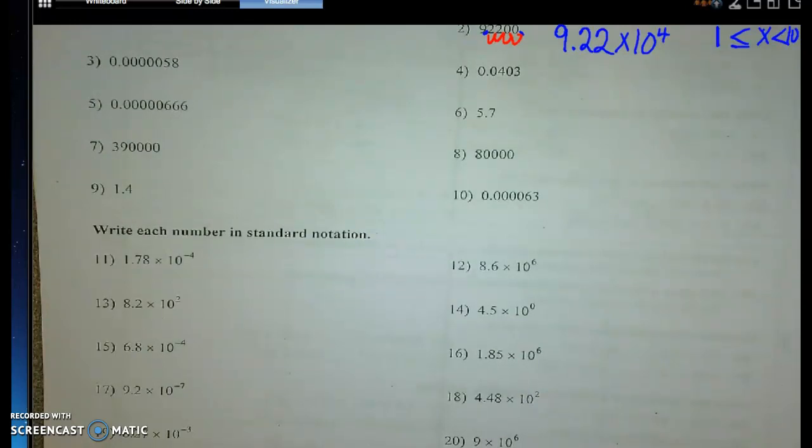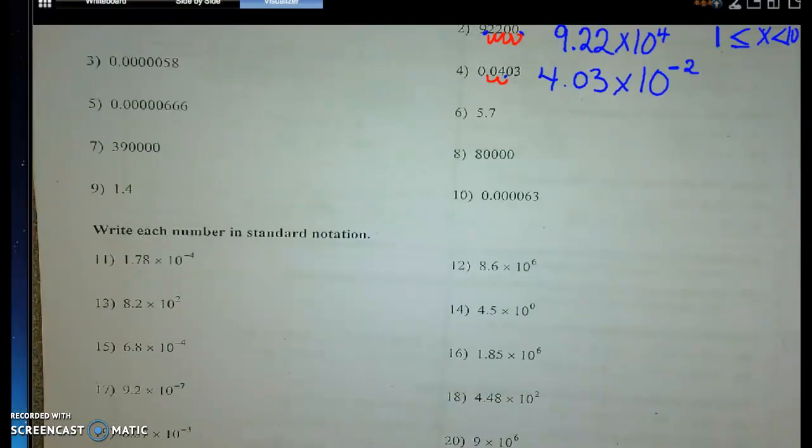Number 4. So we see our decimal. We're going to have to move our decimal right here between that 4 and that 0 so that it is bigger than 1 and less than 10. So that leaves us with 4.03. Then we have to see how far we had to move it. I had to move it 1, 2. Now, I had to move it 2 to the right. That is a small number, so the exponent is going to be negative. So 4.03 times 10 to the negative 2.